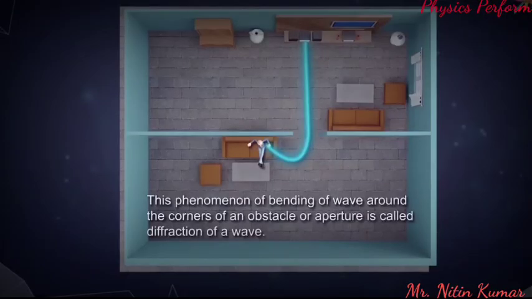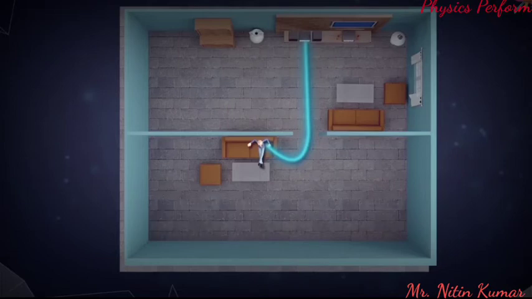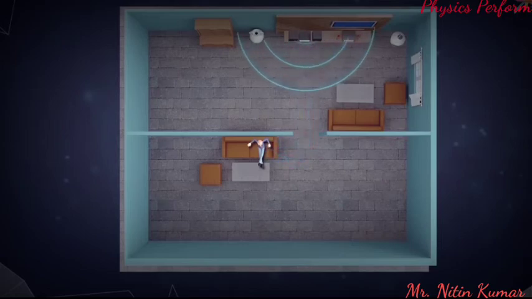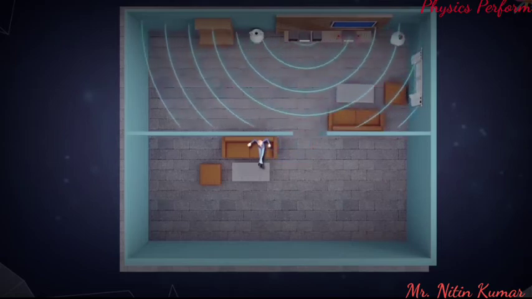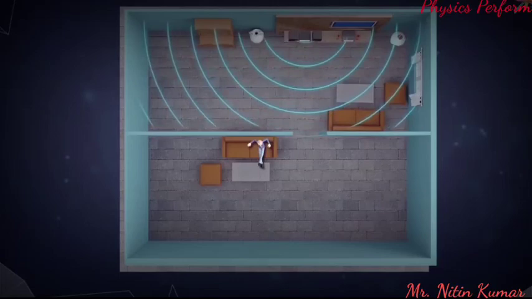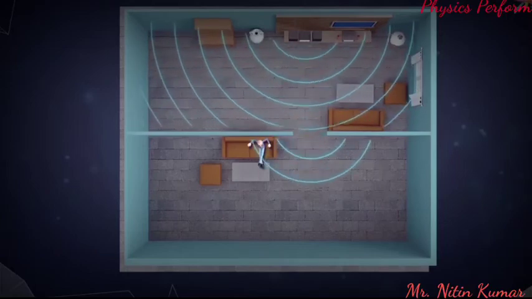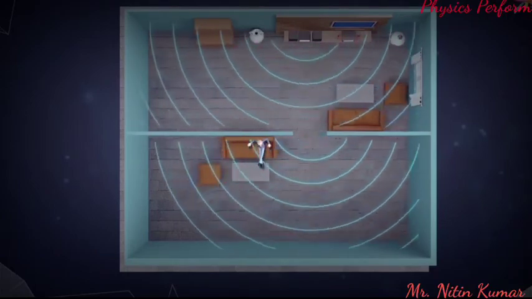This phenomenon of bending of wave around the corners of an obstacle or aperture is called diffraction of a wave. The process of diffraction can be explained using Huygens principle. When the waves from the music player reach the opening, according to Huygens principle, every point on the wavefront will act as source of secondary wavelets. The waves coming from these sources will again propagate in all directions. Some of these waves reach your ears, making the music player audible.